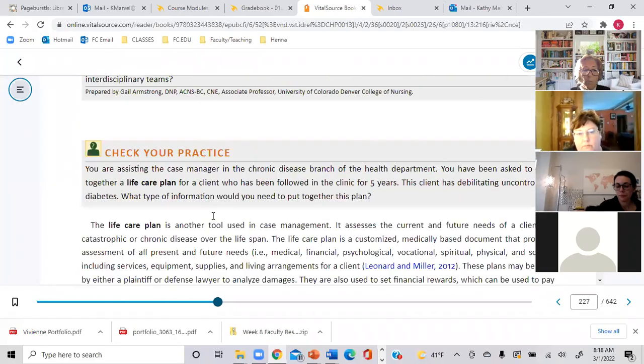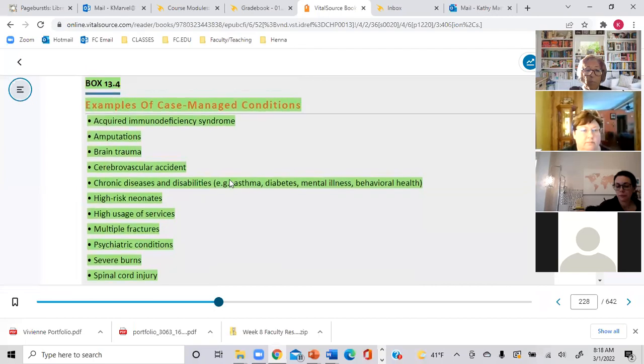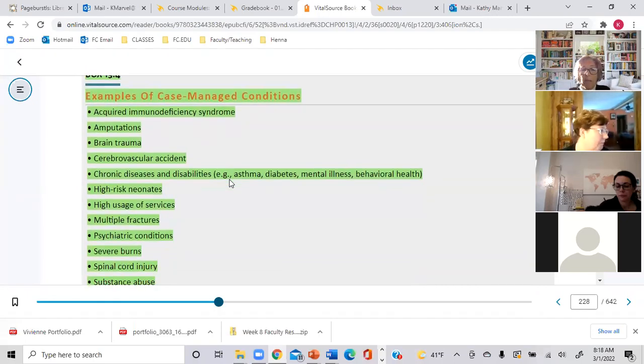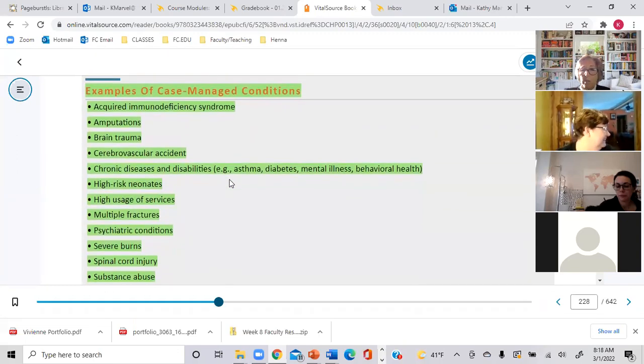We went through the tools. Here's a good box too, 13.4. What are some examples of case managed conditions? My question to you is, what do all of these conditions have in common?